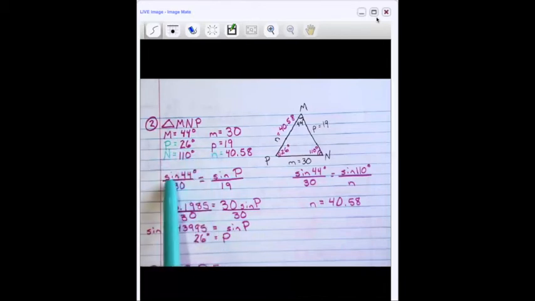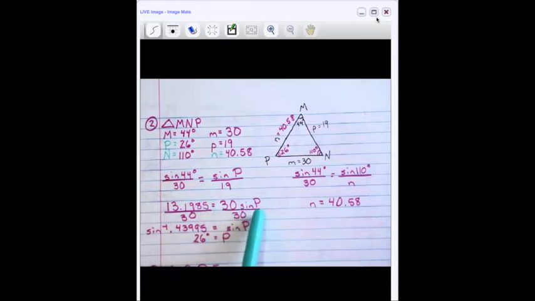So notice I put sine of M over M is equal to sine of p, which I didn't know yet, over side p. So when I solve this one, it's a little bit different. We have to cross multiply. So 19 times the sine of 44 degrees is equal to 30 times the sine of p. I went ahead and cross multiplied here and got 13.1985 is equal to 30 times the sine of p.